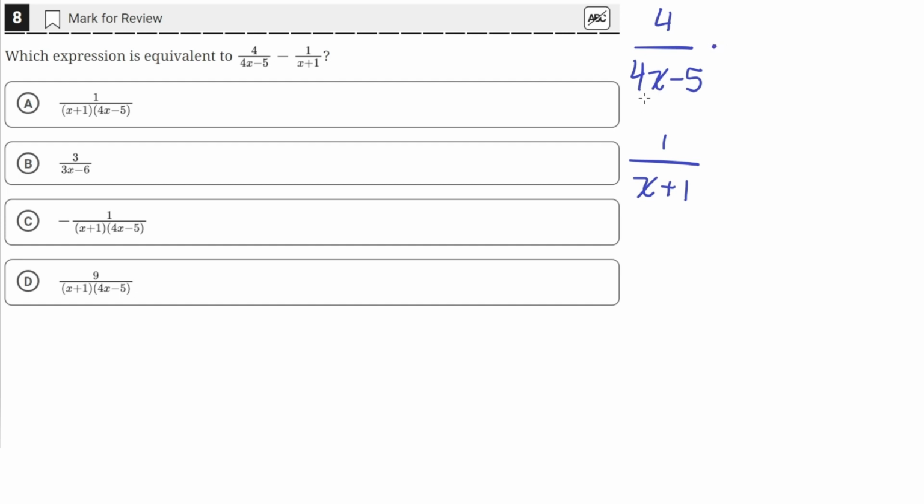Okay, so we want this 4x minus 5 to have an x plus 1 in the denominator. But we don't want to change the fraction, so we can just multiply it by x plus 1 over x plus 1. X plus 1 over x plus 1 is just 1 if you cancel these out. So we're really just multiplying by 1, but this will change it into an equivalent form where it has x plus 1 in the denominator.